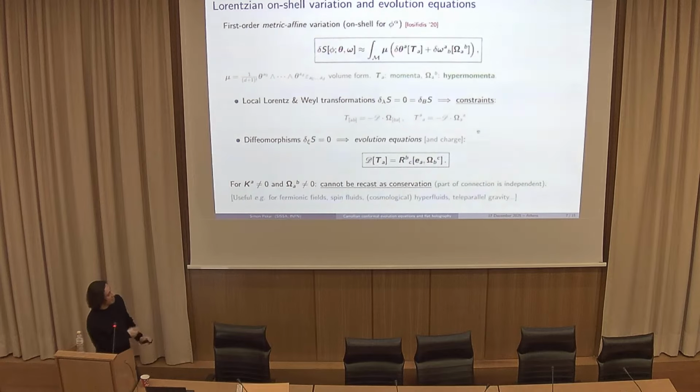This has many, many applications. For instance, if you want to describe fermionic fields, we know that fermionic fields couple to torsion in the first order formulation. There are also some hyperfluid applications, teleparallel gravity. So this is all very well known and studied in the context of Lorentzian field theories. But now I'm going to do it for non-Lorentzian field theories. So first, are there any questions about this part?